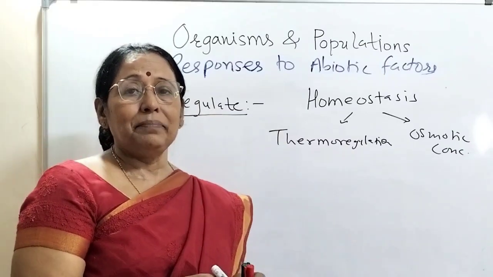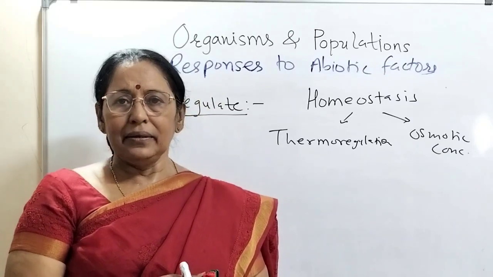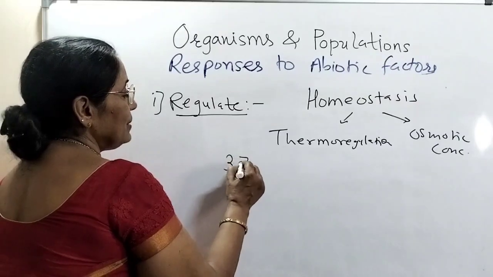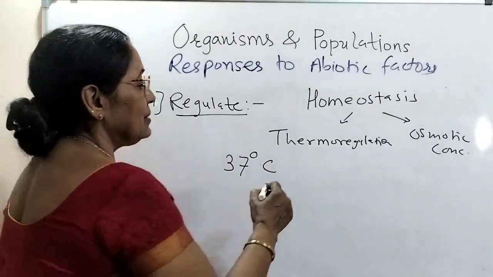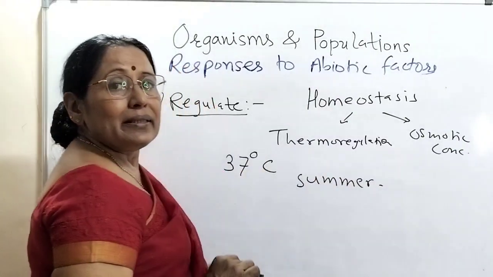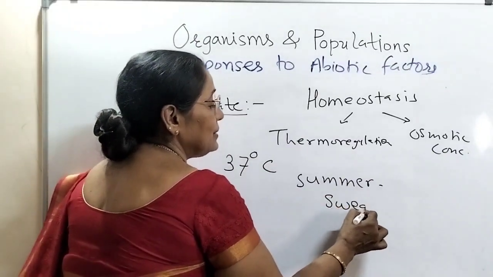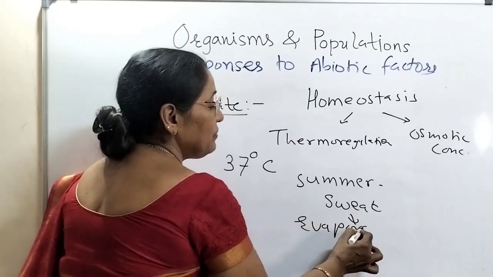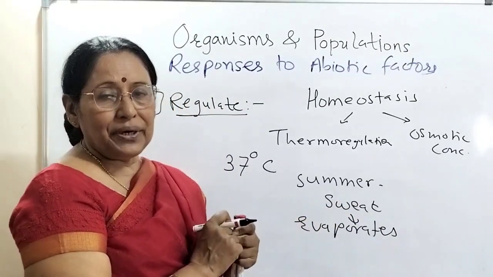We will take the example of human being. Most of the mammals, they do the homeostasis like human being only. In human being, the body temperature is 37 degrees centigrade. When during summers, the temperature is very high, then they start to sweat profusely. तो जो ये पसीना आता है, then they sweat, it evaporates. And this evaporation of sweat brings down the temperature of the body.